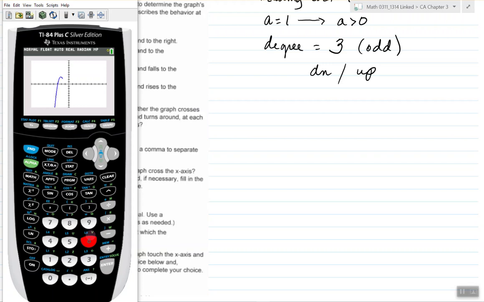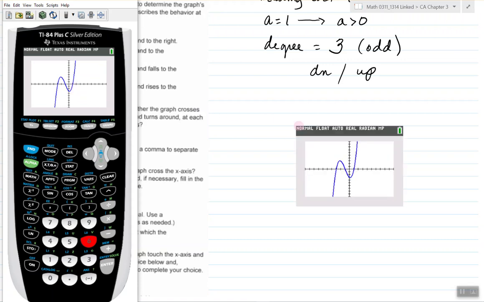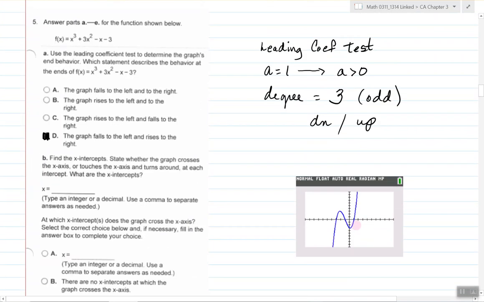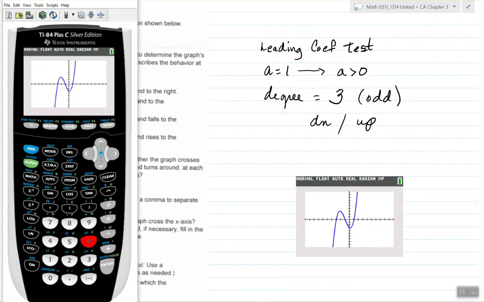And let's see if we see what we thought we would. Is it going down on the left? Is it going up on the right? And does it wiggle in between? Yes. The x-intercepts, which are the zeros, there's one there, there's one there, and there's one there.